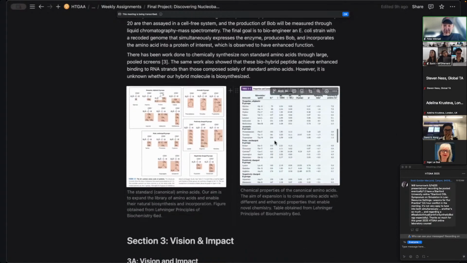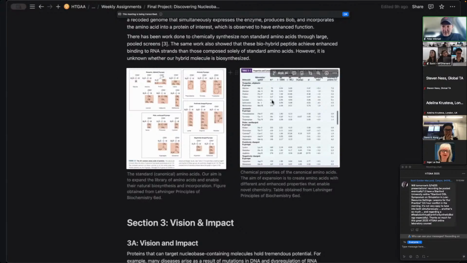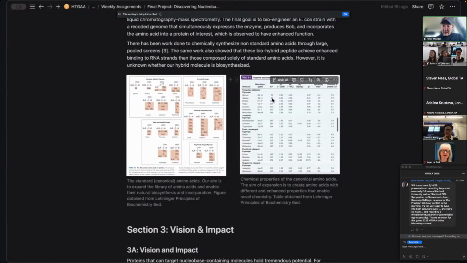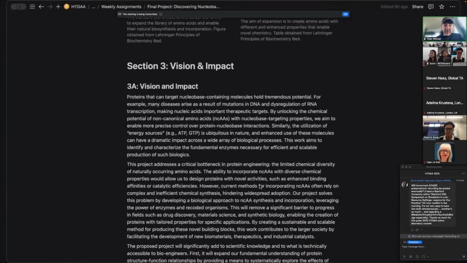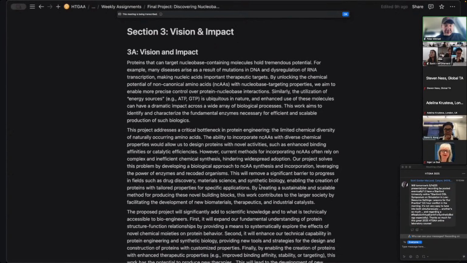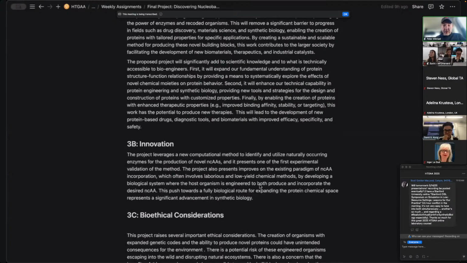Right. And so just to give you an overview again, you have the amino acids, and the kinds of chemical properties that different amino acids have, right? We all learned about ones that are polar, ones that are non-polar. Some of them are very much active in binding, some of them more structural. And the question is, how much can we expand this list to the specifics of the chemistry that we want? So that's the vision and the impact that we're thinking of.